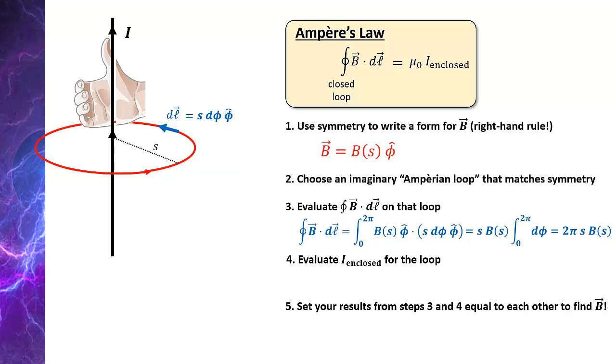So this line integral, I didn't really even have to do a line integral. I just turned this line integral into the circumference, 2 pi s times B of s. That's maybe another way of looking at this problem.